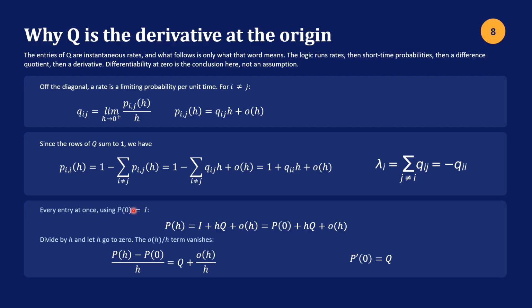But since p of 0 equals I, we plug that in here. Then if we subtract this from this side, and then divide by h, and then take the limit as h goes to 0, this is a derivative, right? This is the definition of a derivative of p. So this is the derivative of p at 0. This term vanishes, and this term doesn't involve an h, and you get our final result.